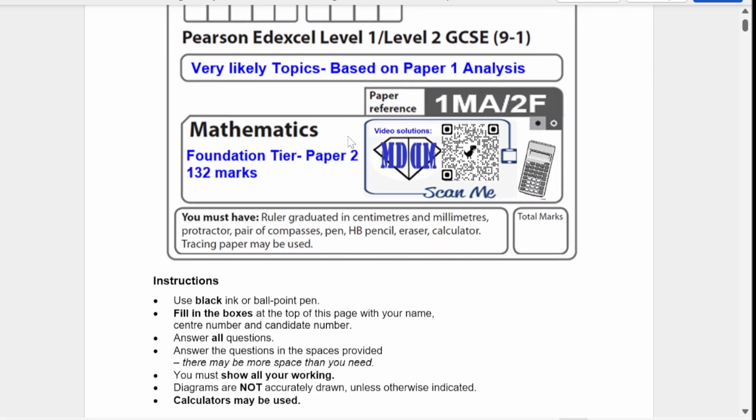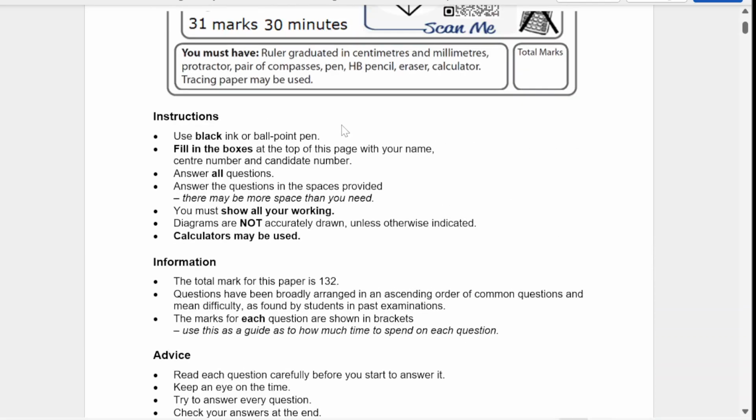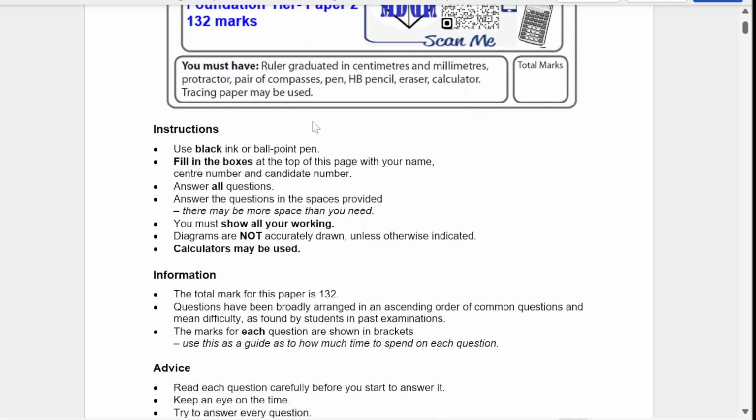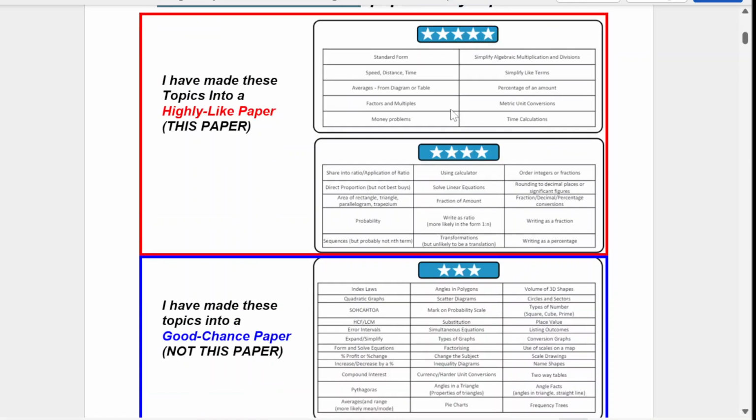So this is a copy of the paper, just basic instructions, same as the usual exam paper. This paper is quite a big paper, it's out of 132, and like I said, it's based around the very likely topics. This paper is produced from First Class Maths key paper 2 topic list, so that he produced a really great, useful, student-friendly revision list.